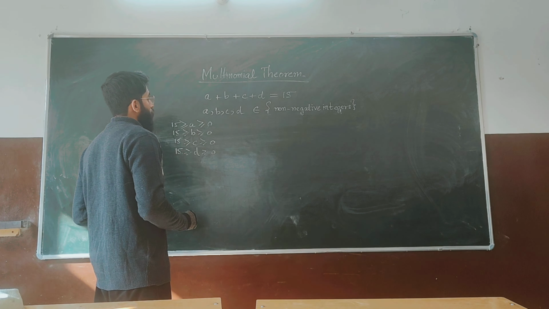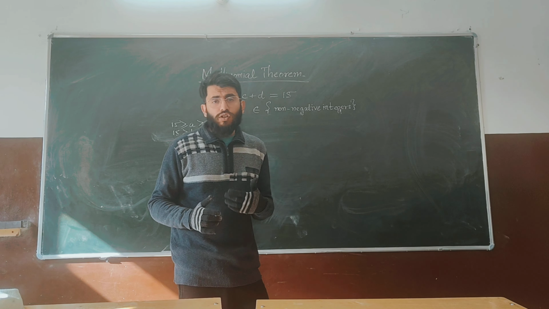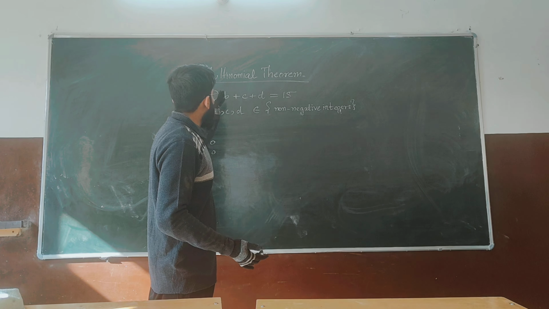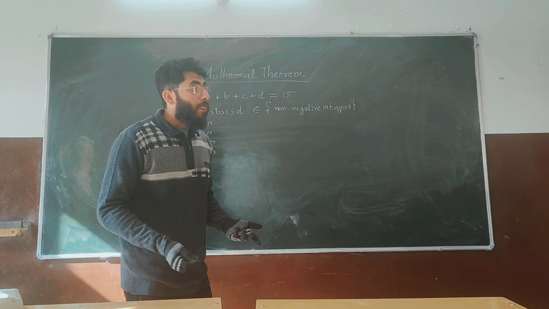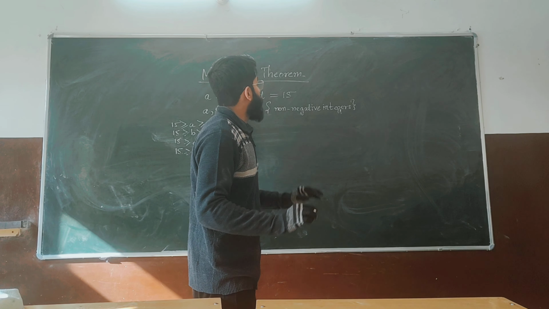To solve this problem, we can use a brute force approach. We can start counting cases, for example, a is 1, b is 1, c is 1 and d then turns out to be 12. But this approach is going to be very cumbersome. It's going to be a very long approach.